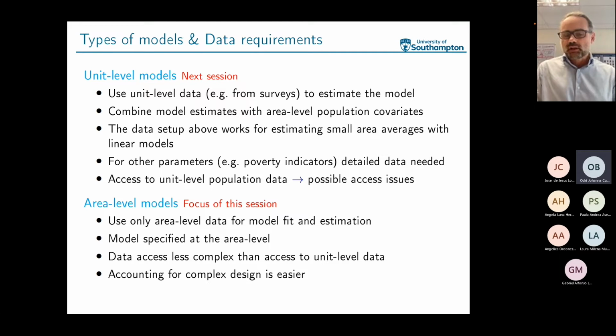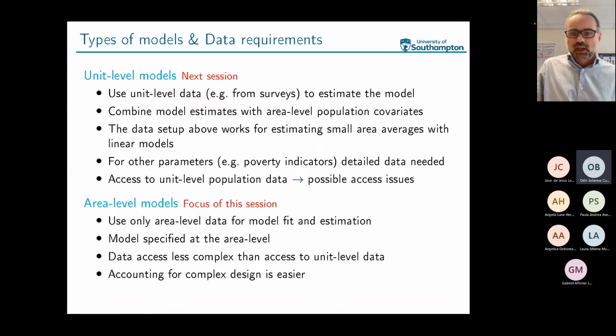So the setup that I describe here with unit level models, the data setup, works well for estimating small area averages, for example, using a linear model. When the interest is basically on estimating, for example, the mean income in the different municipalities, having access to area level population covariates is absolutely fine.